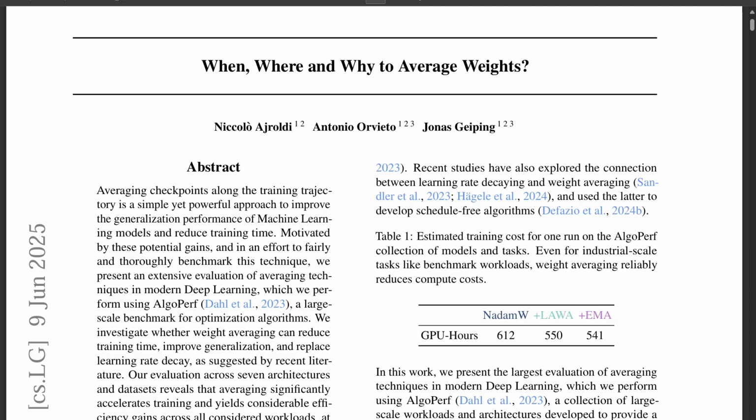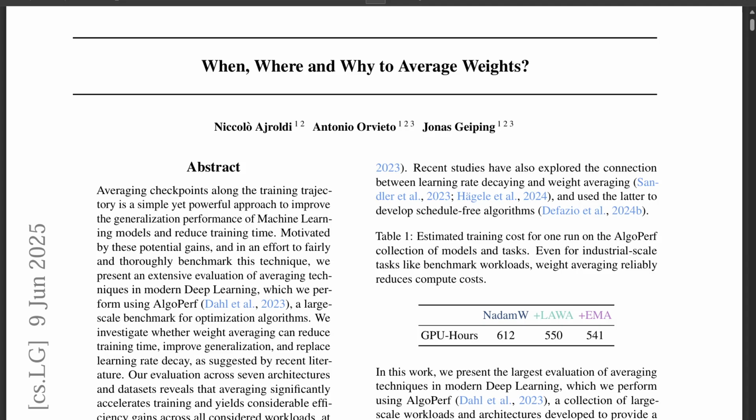You'll discover how weight averaging can radically speed up training, subtly but consistently improve model performance, and how it relates to a very common practice in deep learning: learning rate decay. Get ready for some genuine aha moments that could fundamentally shift how you approach optimizing your own models, or even just how you understand the cutting edge of AI training.